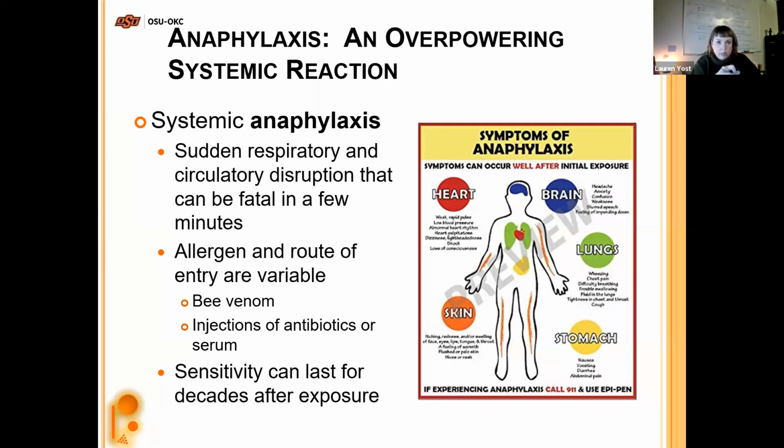The allergen that causes it and the route that it got in can also be very variable. We see this often with bee venom, and we can have this from injections of antibiotics or serum as well, if that's something that happened. And the sensitivity can last for decades after exposure. You have one reaction to it like that, and then for decades you will react like that every time you are exposed to the thing.